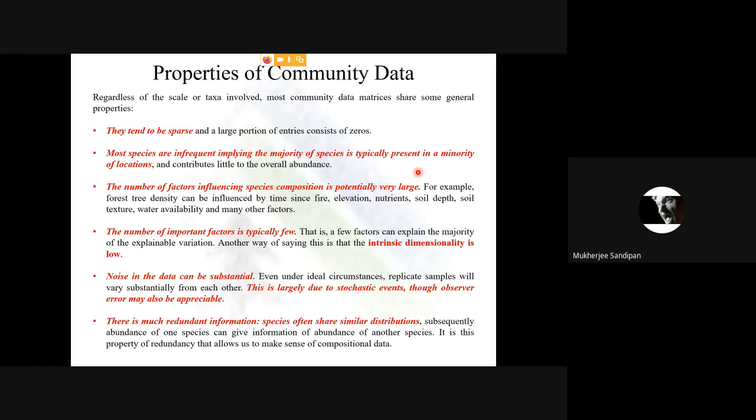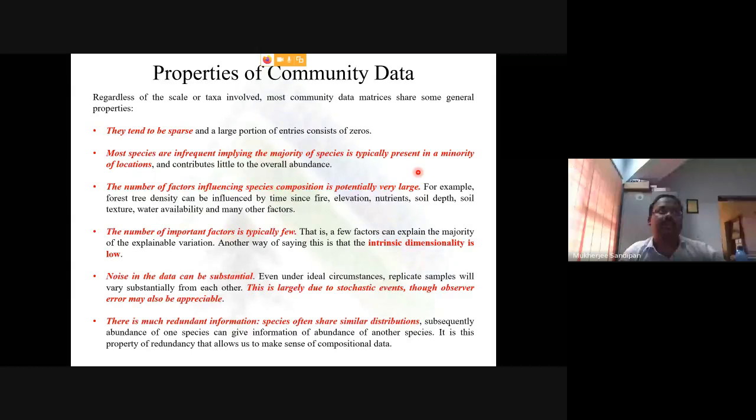So the number of factors influencing species composition is potentially very large. That I have already told you before. It is true for any physical process. Let's say rainfall itself is a very complicated process.